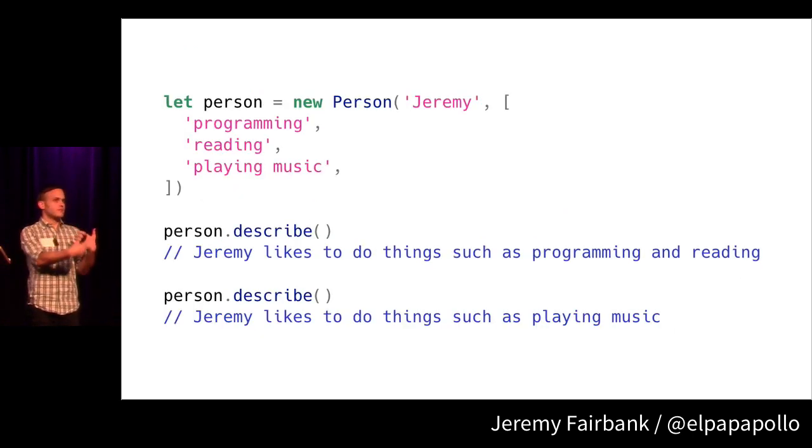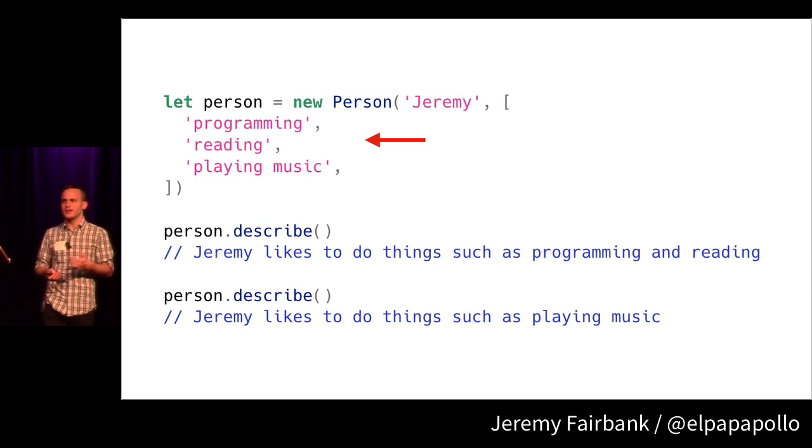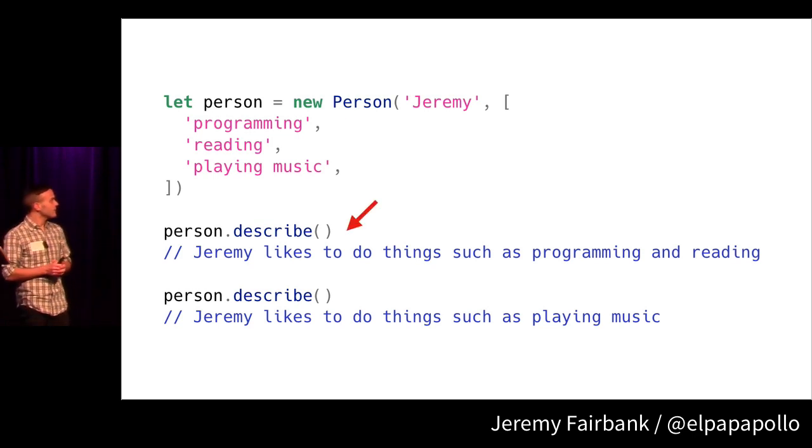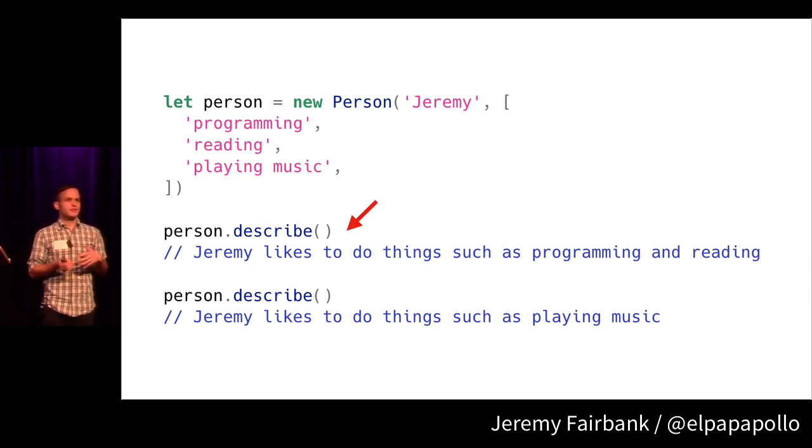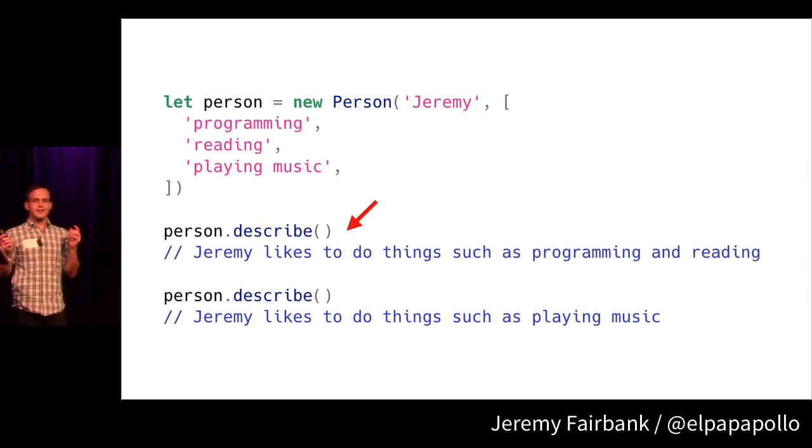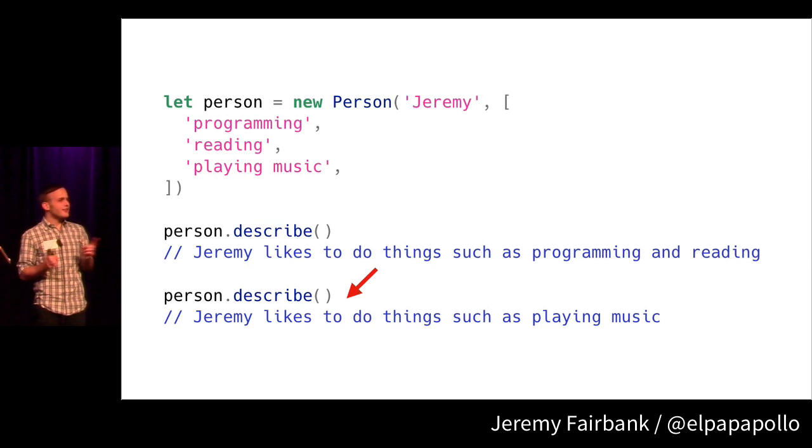So now if I was to use this class, I could create a new person. I'll just use myself, and I'll provide a few hobbies like programming, reading, playing music. And then I'll call the describe method. And so it'll return, "Jeremy likes to do things such as programming and reading." Well, let's say later on I call it again, and now I get, "Jeremy likes to do things such as playing music." Well, that doesn't seem right. I'm supposed to have 3 hobbies. Where are the first 2 hobbies in that result?